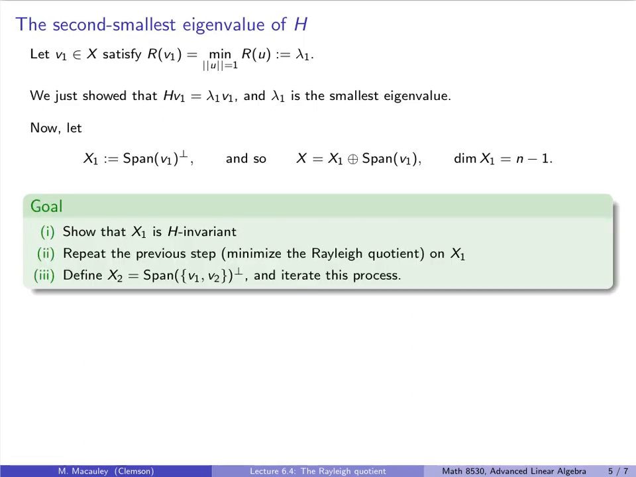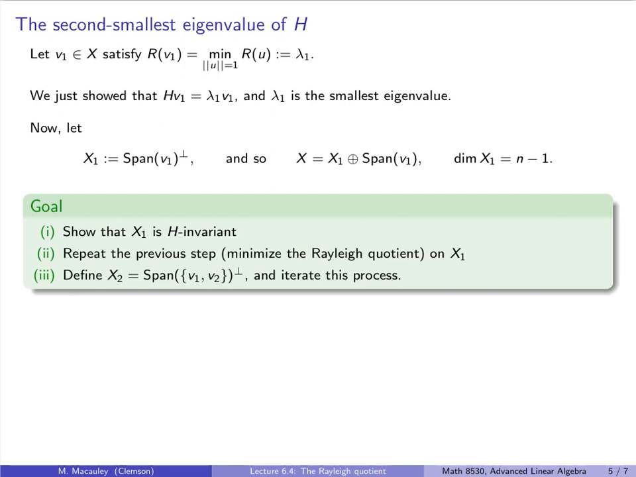Our next goal is to basically iterate our previous process on x1 and pick off the smallest eigenvalue of H restricted to that space, which will be the second smallest eigenvalue of H, and then repeat. So if v2 is the corresponding eigenvector, then v1 and v2 span a two-dimensional subspace, and the orthogonal complement is n-2 dimensions. So we can restrict H to that space and get the third smallest eigenvalue, and so forth.